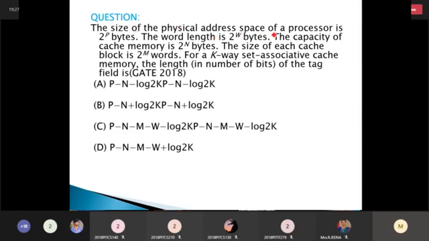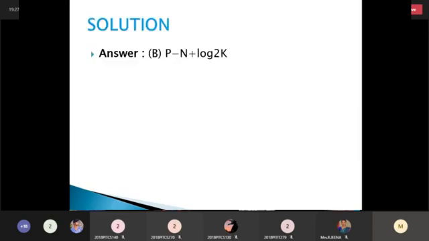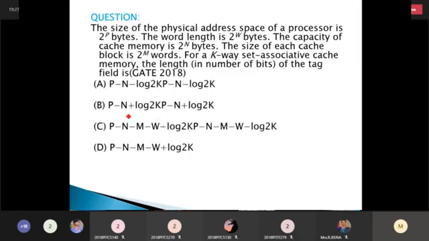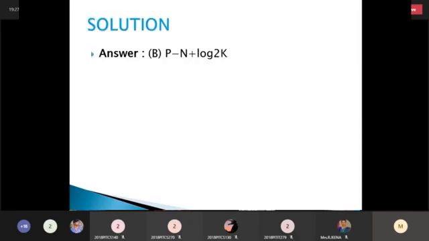And here the question: the size of the physical address space of the processor is 2 power p bytes. The word length is 2 power w bytes. The capacity of cache memory is 2 power n bytes. The size of each cache block is 2 power m words. For a k-way set associative cache memory, the length in number of bits of the tag field is what? So I need to have this option. This is like the formula. So we are going with option B.